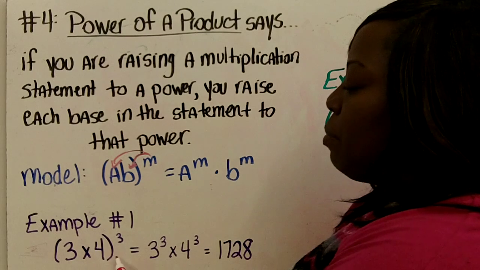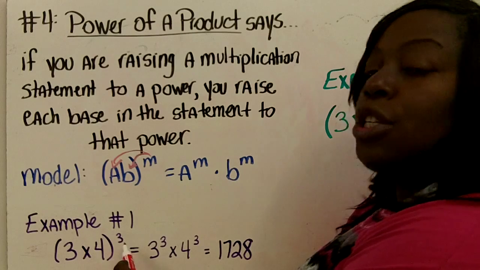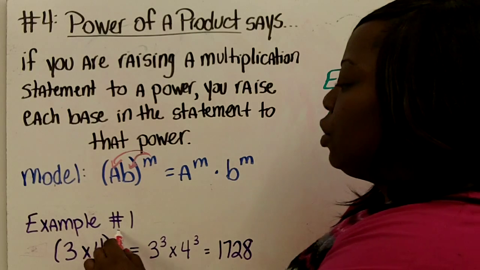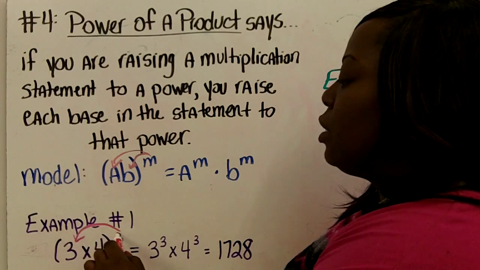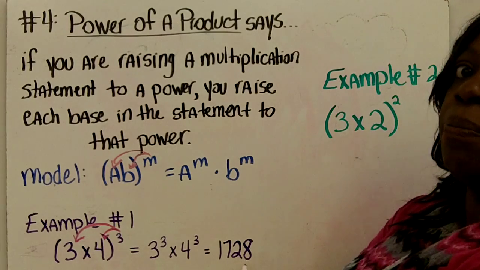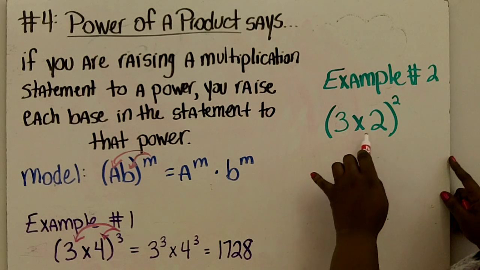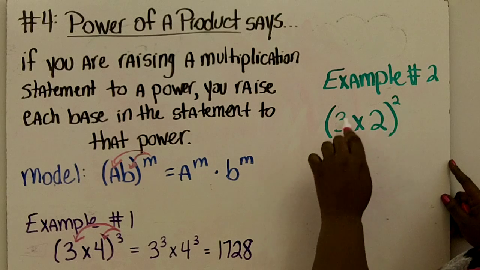And again, here's an example down here. 3 times 4, that product is being raised to the 3rd power. So we would just distribute the exponent of 3 to the base of 3 and the base of 4 to get our solution.